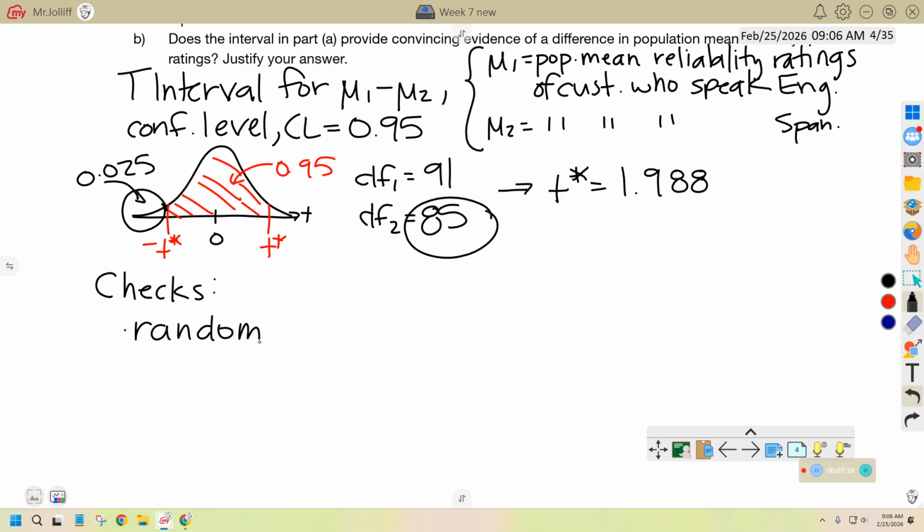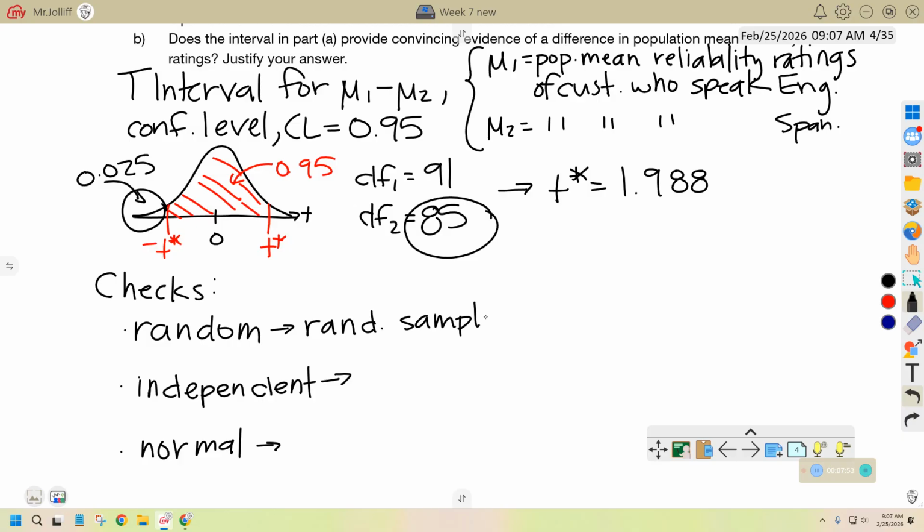Everybody knows the first one is random. What is the second one? Independent, because we did sampling here. And then the last one, normal. Very good. And we check it for both samples. So, random. Are we told random sampling? Yes. So random sampling was used. Happy face.